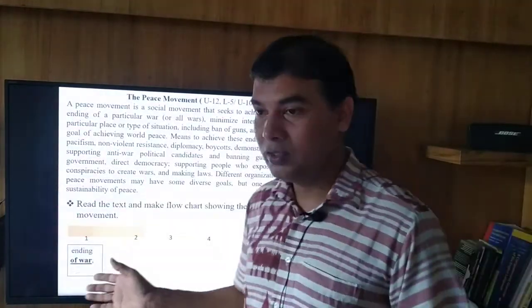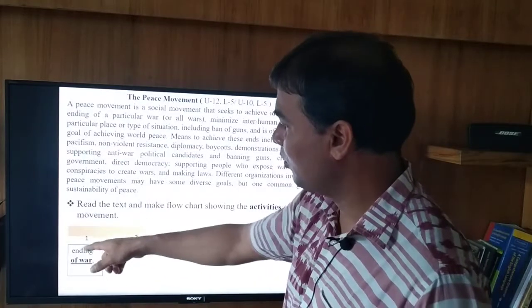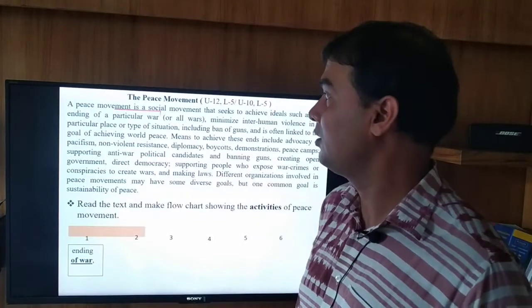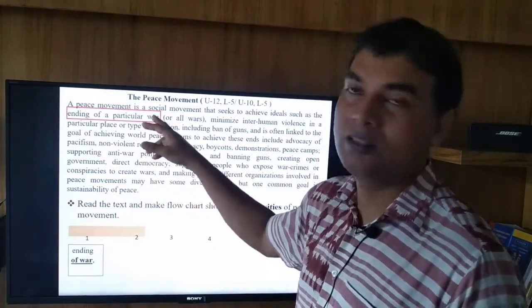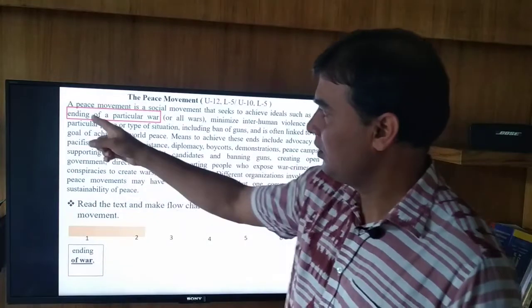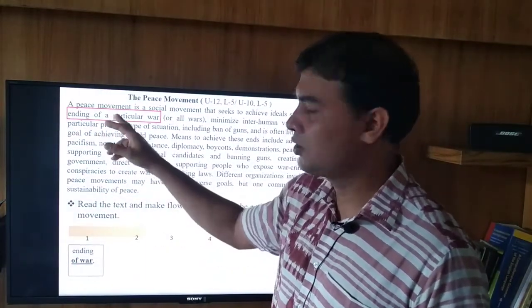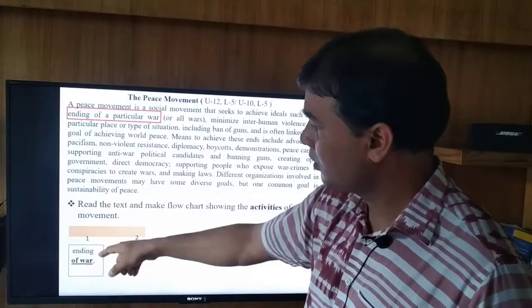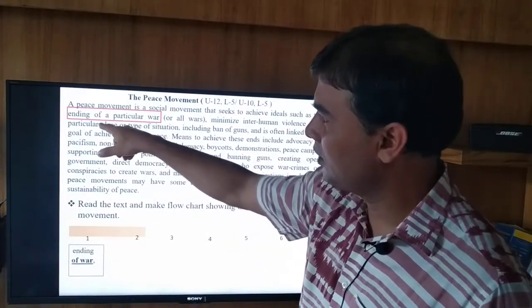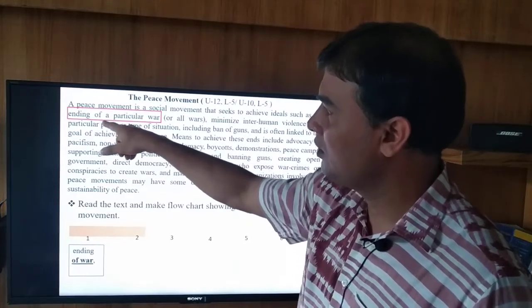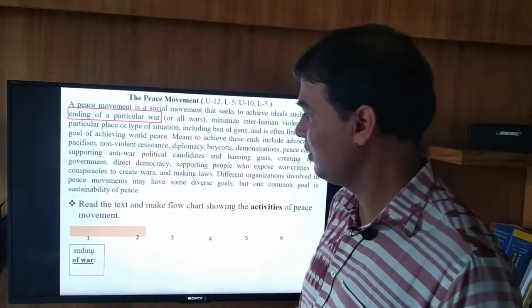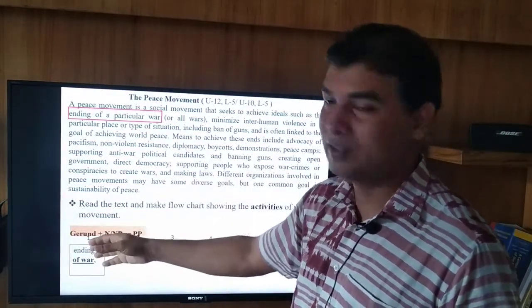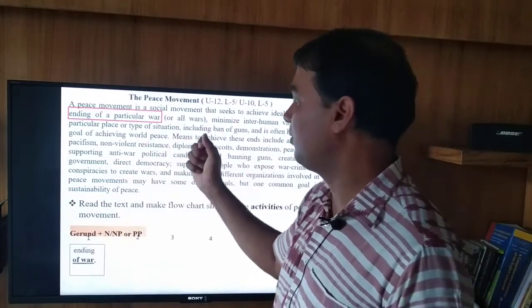Okay, now your duty is to find out where this point starts from in the passage. You see, ending of a particular war. So you have to start from this point. Now, comparing these two things, we can see that we can use the gerund plus noun phrase technique. So gerund plus noun or preposition phrase. Using this technique, now we will write a flowchart.